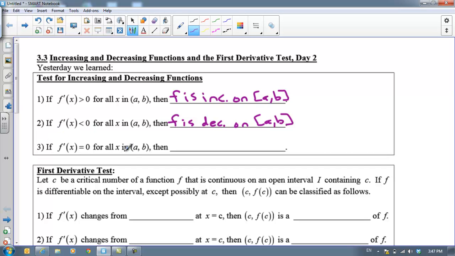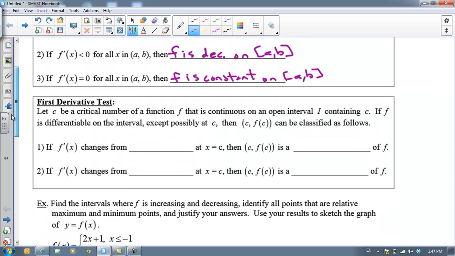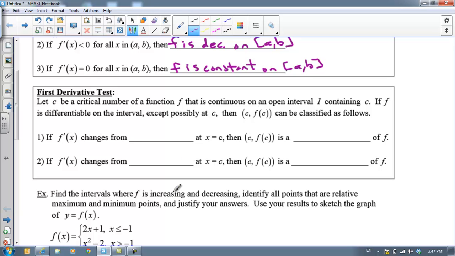Then if f prime is equal to 0 for all values of x in a to b, then that thing is probably a horizontal line. F is constant on that closed interval. That's what we learned yesterday. We also learned a few other things. This would imply that we're going to create some relative extrema if f prime happens to change its mind.